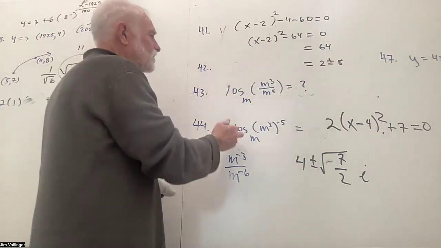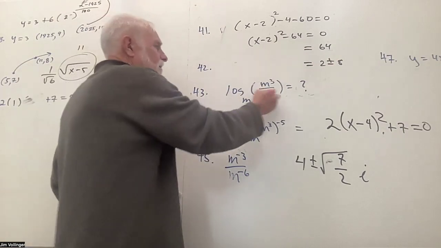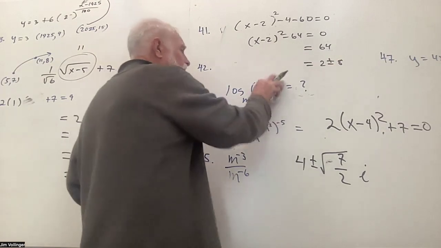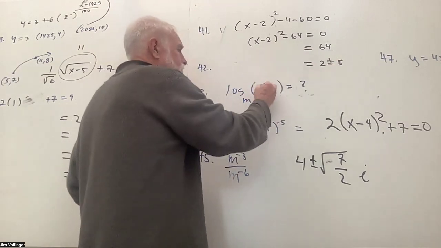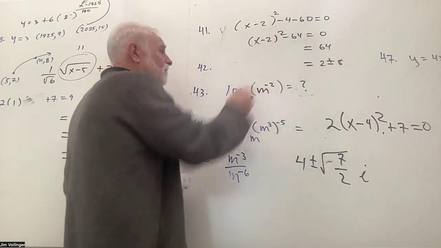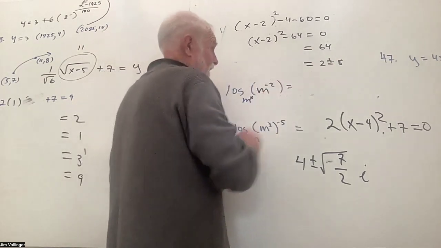I'm looking for exponents on top of m. Oh, I got exponents on top of m. Is there another way of writing this? Yeah, m to the minus 2. So what do I put on top of m to get m to the minus 2? Minus 2.